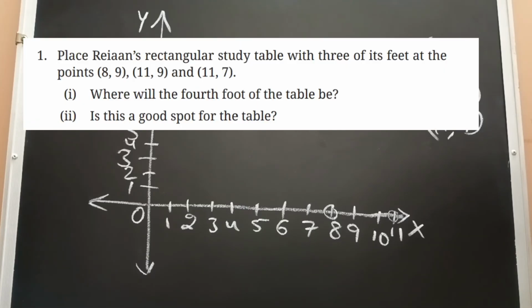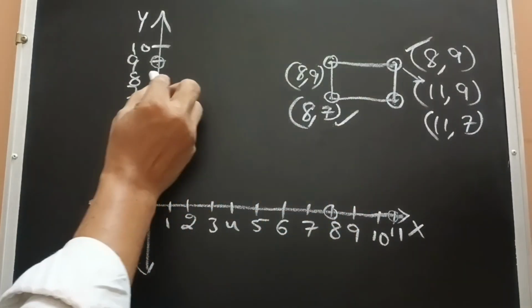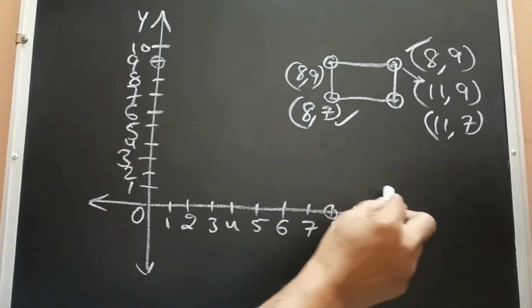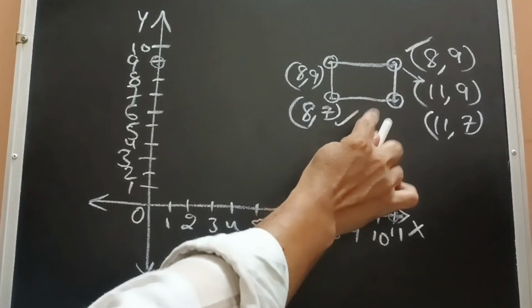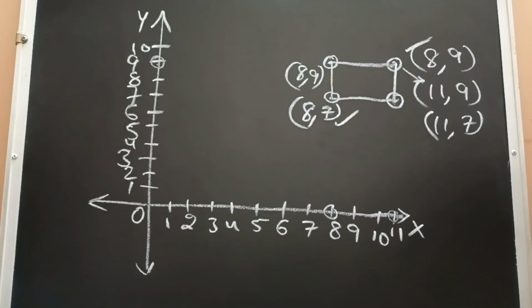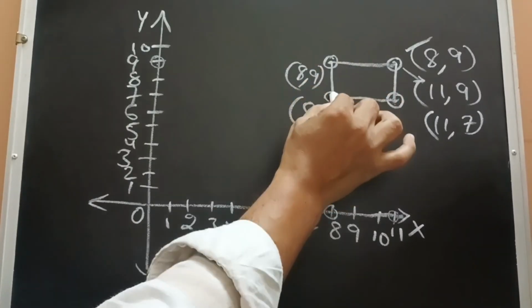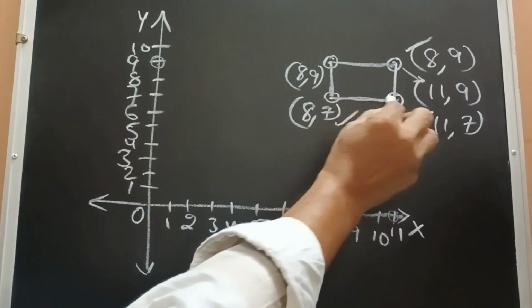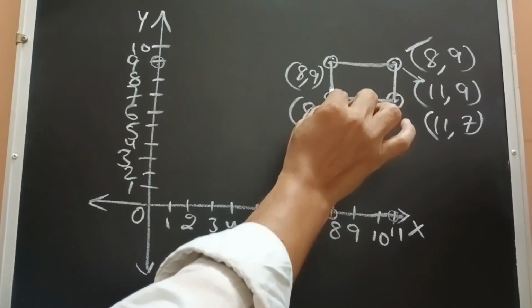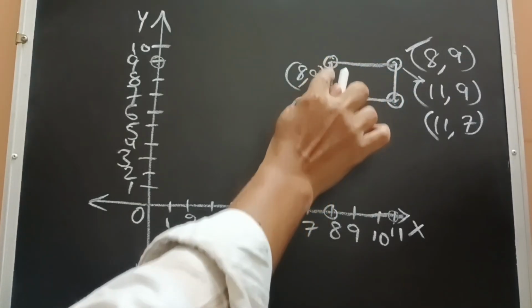Second question, is this a good spot for a table? Of course, here the bed is there and here the door is there. Therefore, this is a very good place for a table. Next, third question, what is the width of the table? The length. Can you make out the height of a table? This is the width of the table and this is the length. So, what is the width of the table?